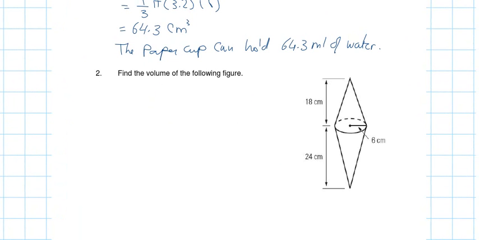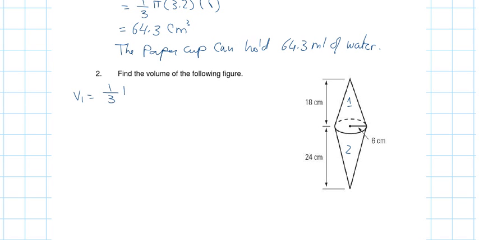The next question is asking you to find the volume of the following figure. What's the following figure? What is it made of? 2 cones, right? So in order for me to find the volume of the whole figure, what do I need to do? Find the volume of each and then add them. That's right. So I'm going to find the volume of cone 1 and volume of cone 2, and I'm going to add them together. So the volume of cone 1, again, is 1/3 pi r squared h.